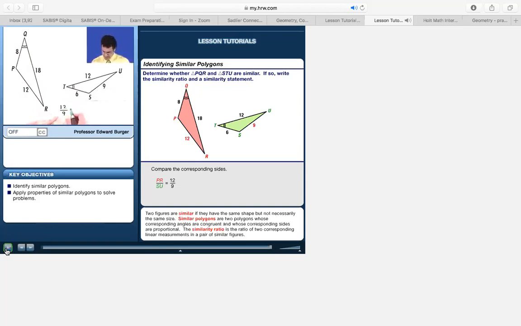Let's simplify this a little bit. There's a common factor of 3 on the top and the bottom, so I have 4 over 3. And so that's that ratio. Now let's take a look at the smallest side here, the small side adjacent to this double angle. That small side is 8. Compare it to the small side here, which is 6. So now I'm going to look at 8 over 6, which I can simplify. There's a factor of 2 on the top and bottom, and so I see 4 over 3.